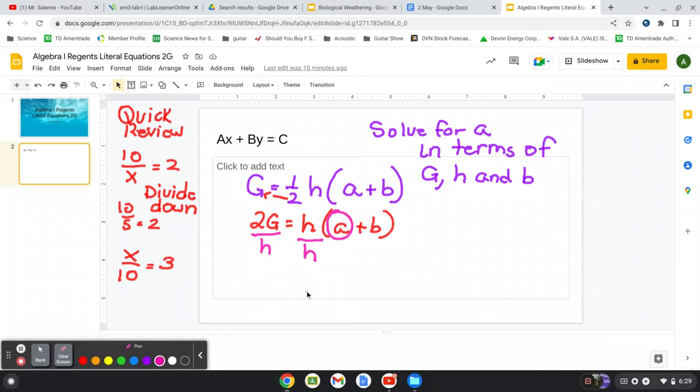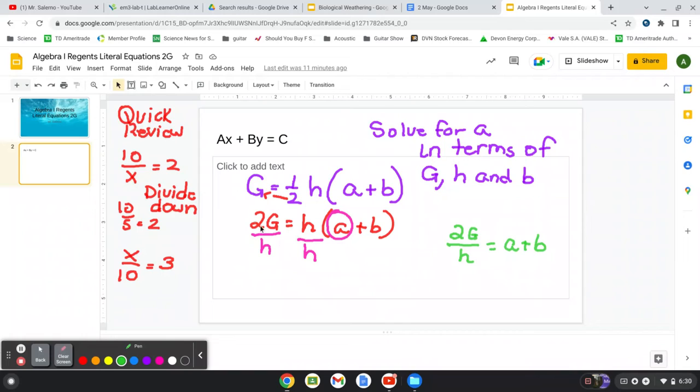Be very careful. It's so easy to make mistakes with this. All right, let's rewrite it. So now we're going to have 2G divided by H equals A plus B, and we don't have to put the parentheses.